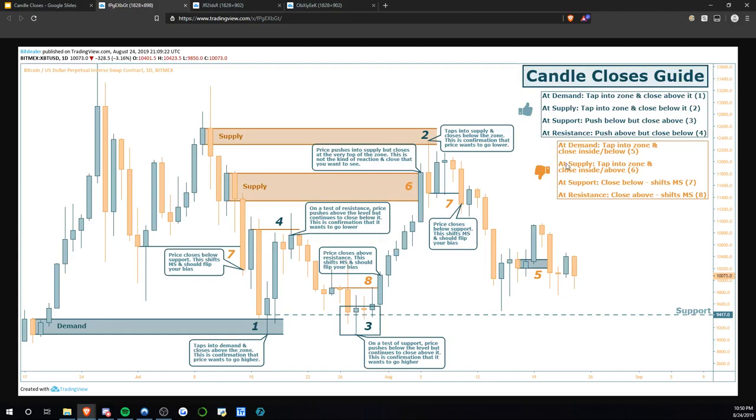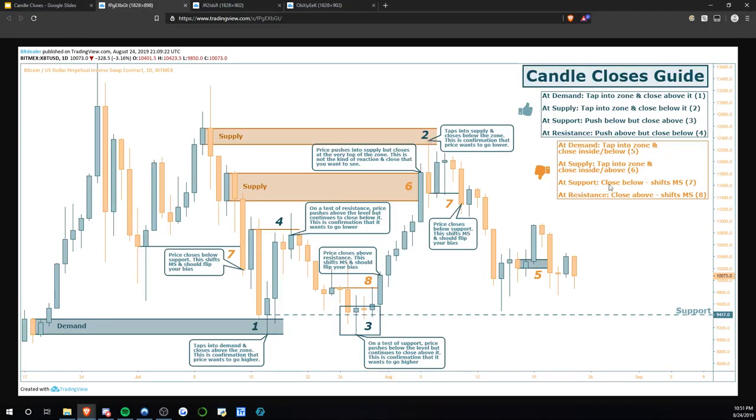So at supply, you tap into the zone. You don't want to see price tap into a zone and close inside or above it. So you see number 6 here had the supply zone, and you can see price pushed up with a strong green candle that closes right above that supply zone. It says price pushes into supply but closes at the very top of the zone. This is not the kind of reaction and close you want to see. And what does price do? It starts going a little bit higher and comes all the way up here.